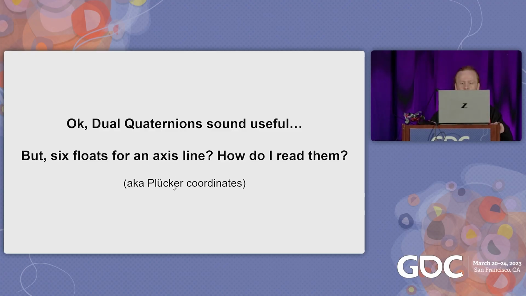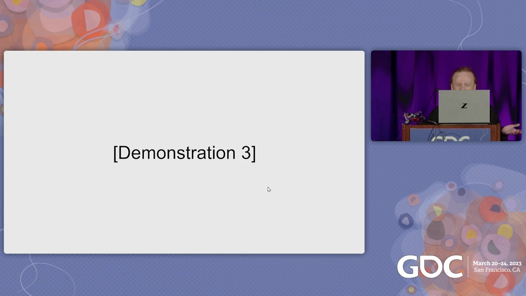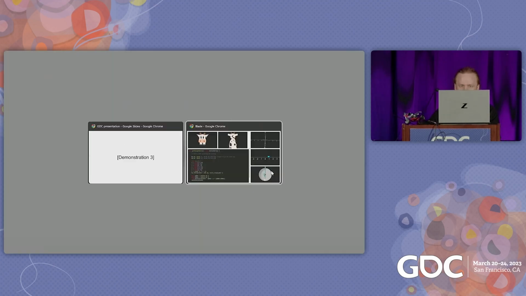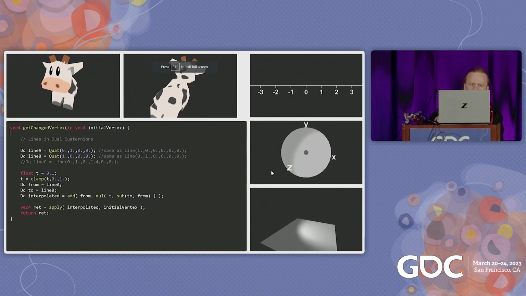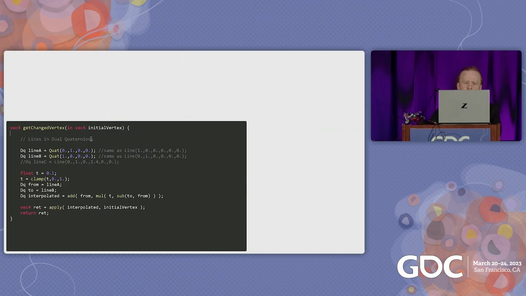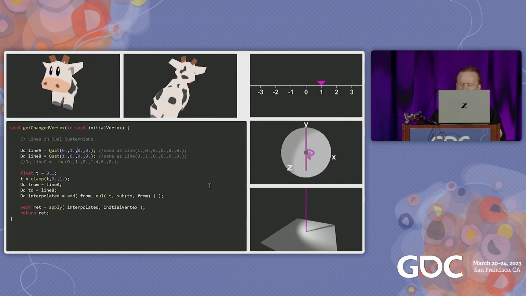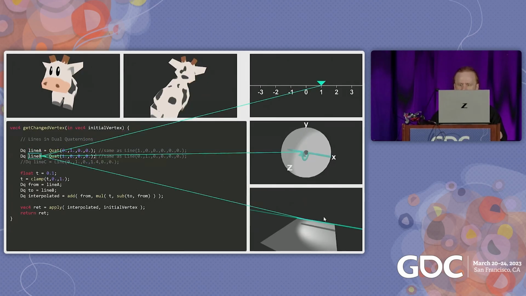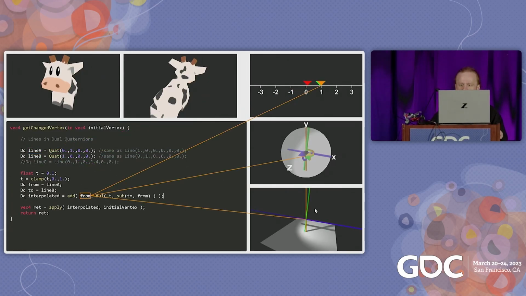If you've never heard of Plücker coordinates, don't worry, because I'm about to explain what these things are. Okay, let's go to another demonstration. All right, here I've got 2 lines. These are both lines through the origin. Got this line here and this line here. And I can interpolate from one to the other as usual.